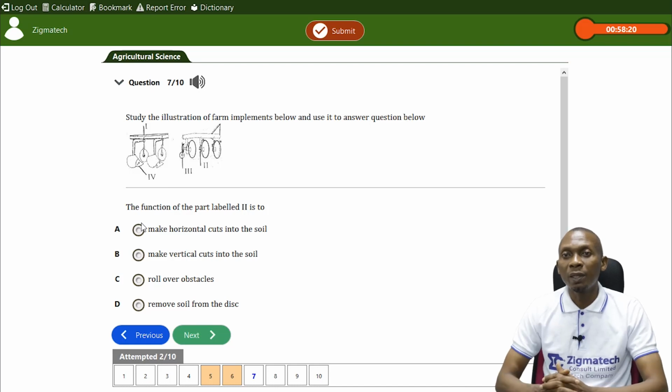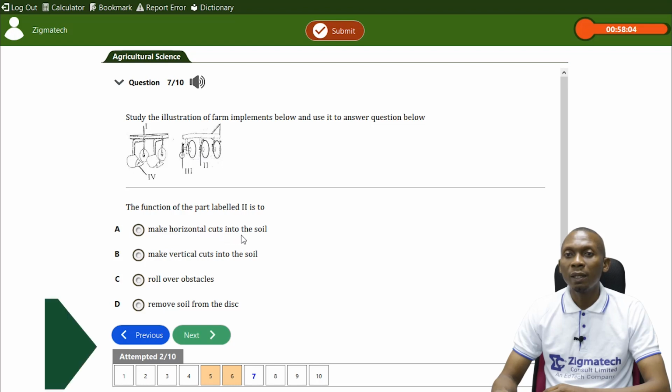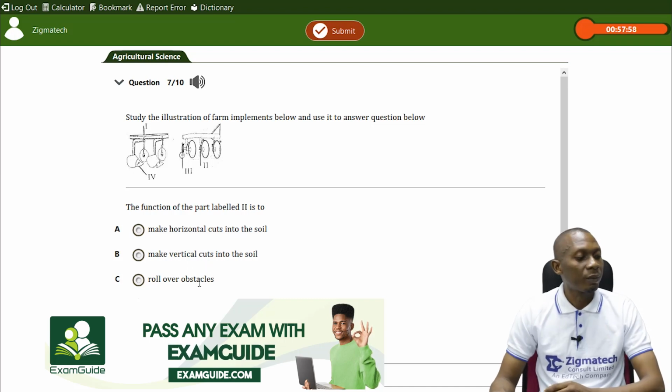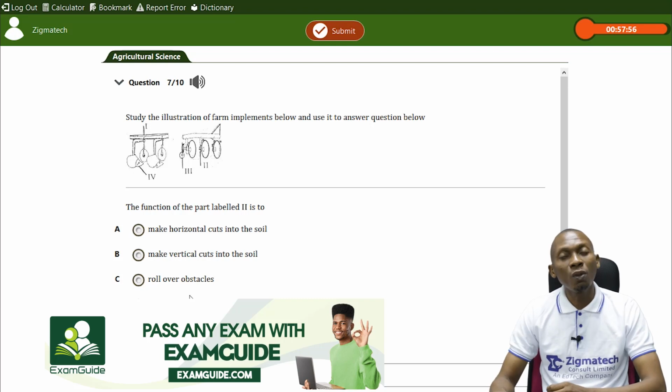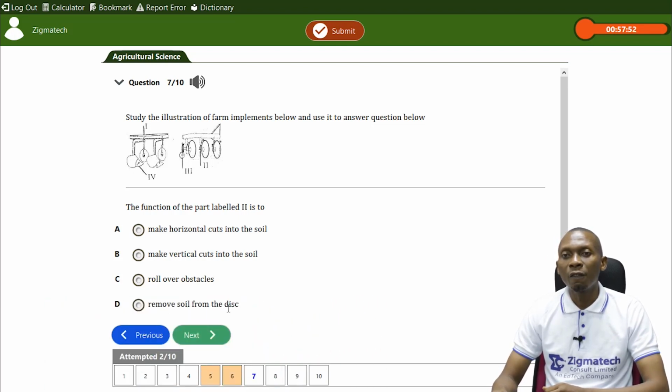The next question, still on this implement, it says the function of the part labeled 2 is to. Now this is 2, this is the disc plow. It said A, make horizontal cuts into the soil. B, make vertical cuts into the soil. C, roll over obstacles. D, remove soil from the disc.